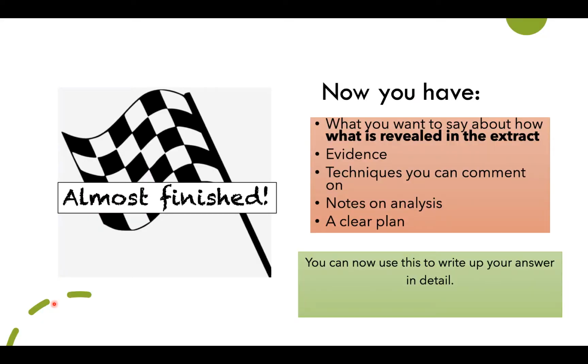So now you have what you want to say about what is revealed in the extract. You have several different pieces of evidence that you should have decided on. You should have made notes on techniques that you can comment on, so name them. Do say what is shown to you, how it is shown, and then notes on your analysis. You also have a plan. You have several ideas that you can use. You can now use all of this to write up your answer in full.